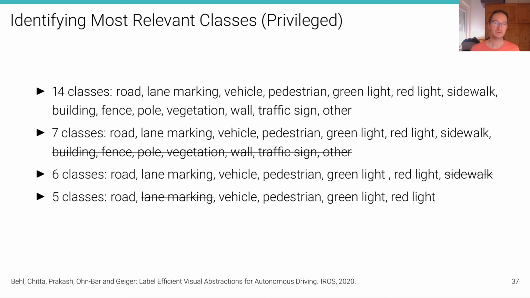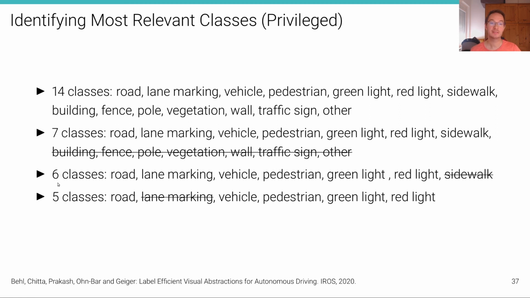In order to identify the most relevant classes, we updated the original set of 14 classes step by step. The results that I'm going to show you now start with 14 classes, which comprise road, lane marking, vehicle, pedestrian, green light, red light, sidewalk, building, fence, pole, vegetation, wall, traffic sign, and other, and go down to 7 classes, where building, fence, pole, vegetation, wall, traffic sign, and other have been removed as they have been deemed to be less relevant for the driving task.